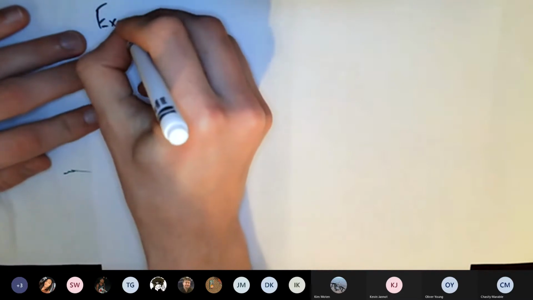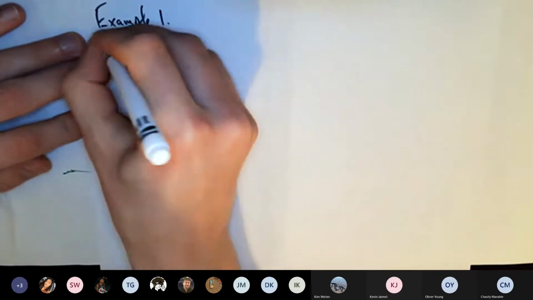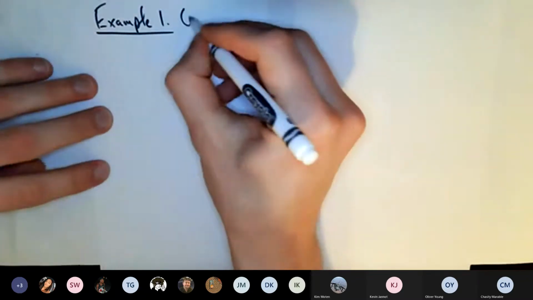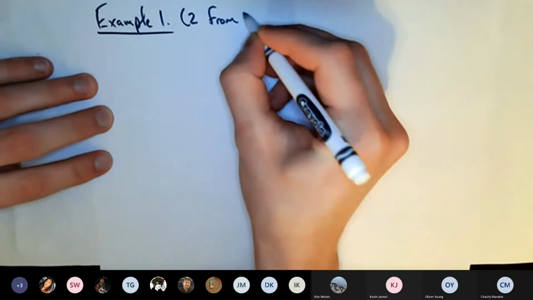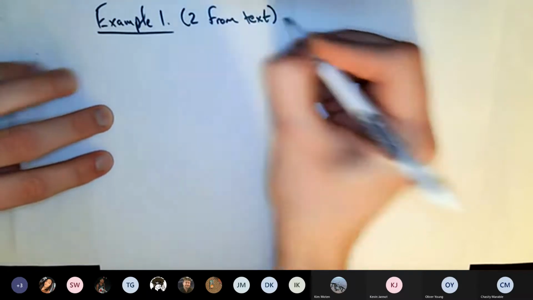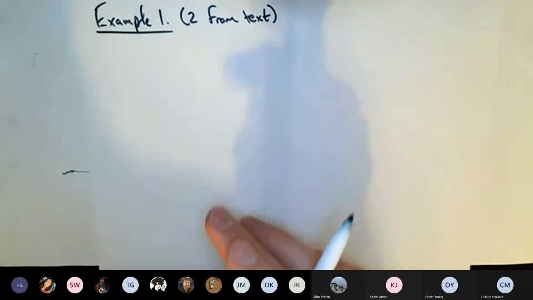Now, let's just practice using some rates. I'm going to go into example 1. This is from the text. Actually, it's example 2 from the text. I kind of already talked through what they do for example 1.